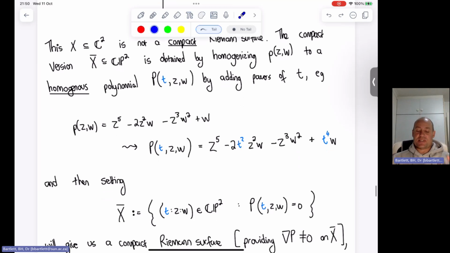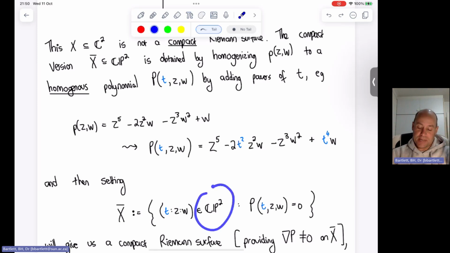And that's actually going to give us a compact Riemann surface. Why? So why is it a compact Riemann surface? Because it's going to be a closed subset of a compact space. CP2 is compact. This subset is closed because it's the set of points where something equals 0, right? Where a continuous function equals 0, so it's the inverse image of a closed set.